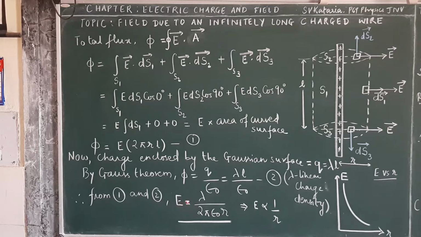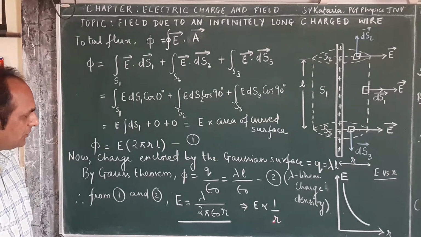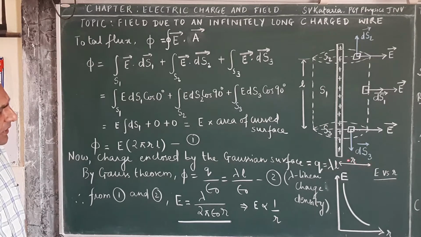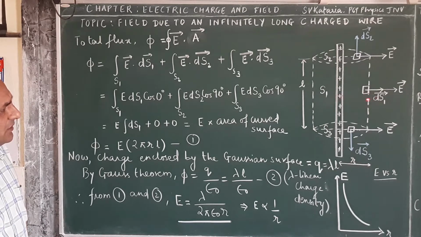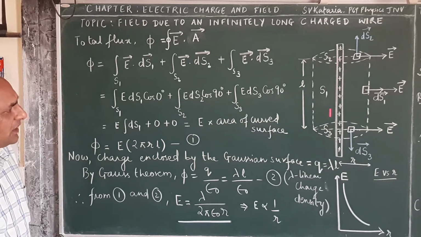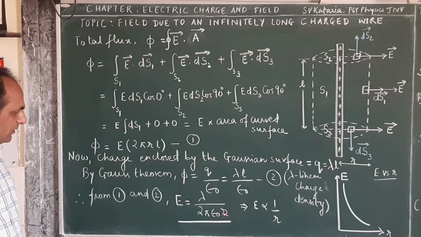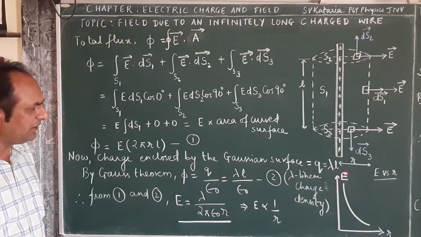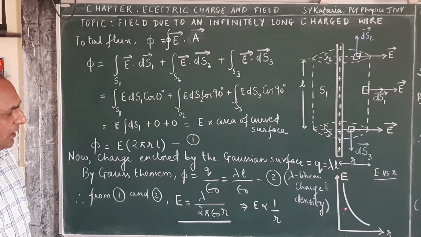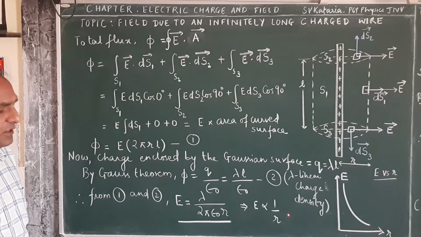So here we see that the electric field is inversely proportional to the distance. Actually this radius is the distance from the uniformly charged wire, the distance of our point of observation. So here E is inversely proportional to the distance, because lambda, 2 pi, epsilon, they are all constant quantities. So we can write this as E proportional to 1 by R. If we draw a graph between this E and R, our graph would be of this shape because of inverse proportionality.